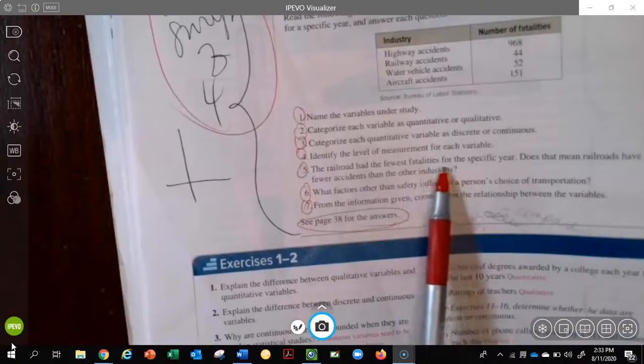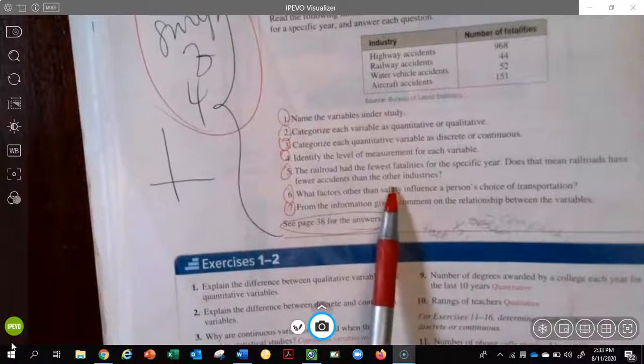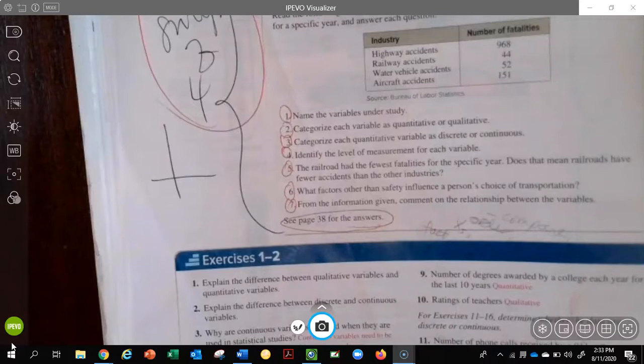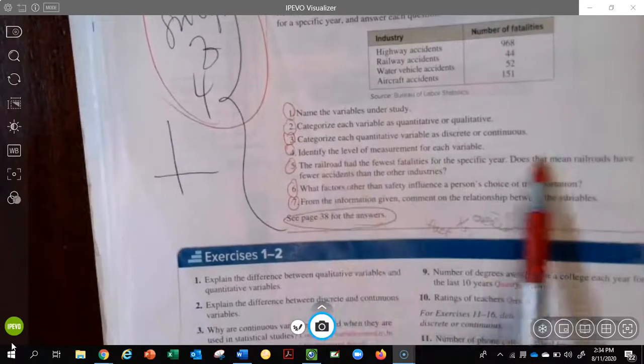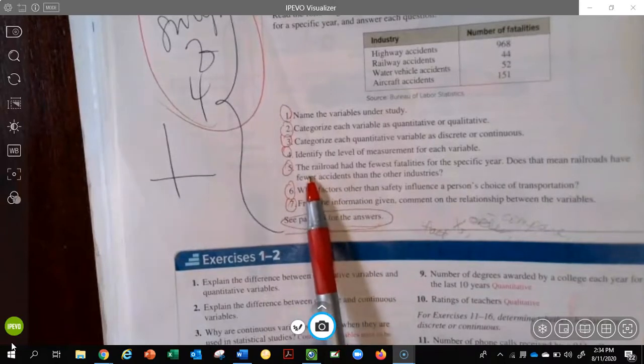The railroad has the fewest fatalities for the specific year. Does that mean that the railroads have fewer accidents than the other industries? What you'll hear throughout our semester is that in statistics, you really need to be kind of like a reporter, just the facts. You're not embellishing, you're not giving opinion. But you don't lose your brain, and you do get to have some comments. And so there will be places that you're asked to give comments.